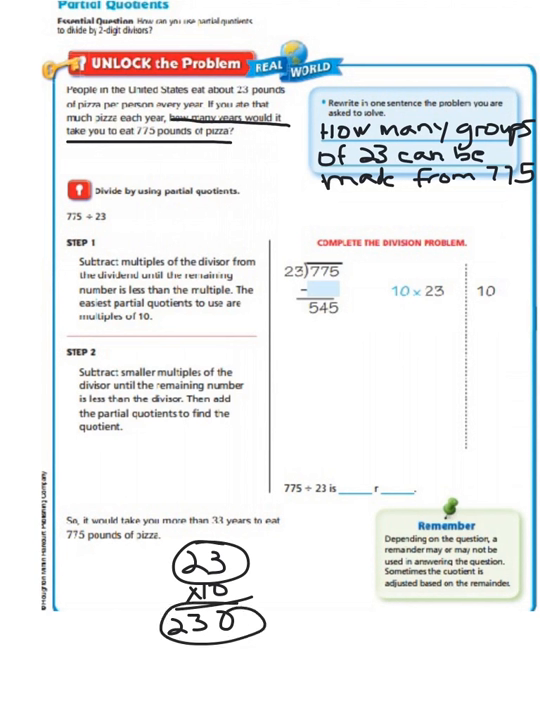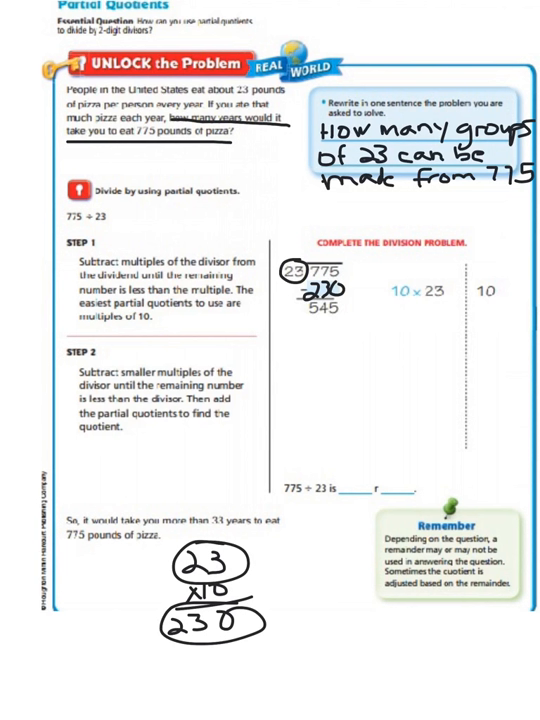So we're going to keep subtracting multiples of 10 in our divisor until we have something that is smaller than our divisor. So we know that if we multiply 23 by 10, we get 230. So when we subtract that, 5 minus 0 is 5, 7 minus 3 is 4, 7 minus 2 is 5. That gives us 10 times 23, or 230. Now we have to do it again because 545 is still bigger than 23.